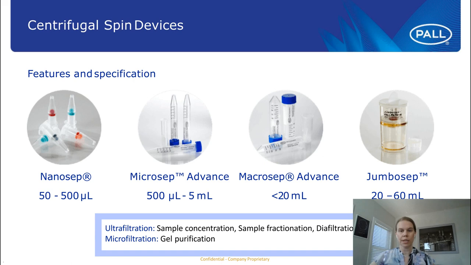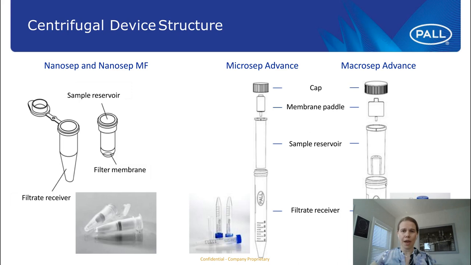Spin devices also vary in terms of the membrane that these devices come in, but we do address microfiltration as well as ultrafiltration applications. I would like to talk a little bit more about the centrifugal device structure, and we will start with the Nanosept, as you can see on the left-hand side. The Nanosept has a filtrate receiver tube, which looks very similar to the 1.5 ml Eppendorf tube. Then it has a sample reservoir, which contains the membrane. Of course, that sample reservoir is added into the filtrate receiver before the device can be used for filtration.